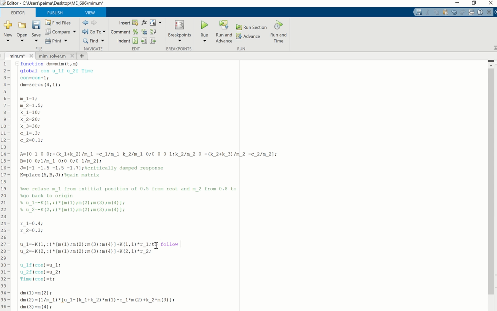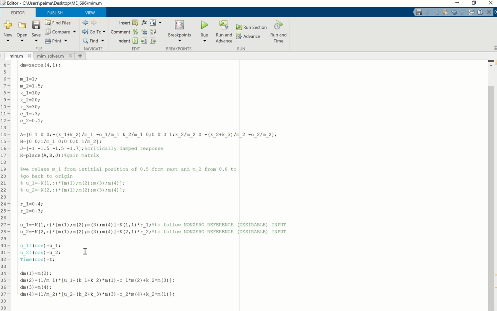I have to make it follow a non-zero reference, or desirable input. Okay, desirable input to follow a non-zero reference. The same is for this. So now you have new u1 and new u2.